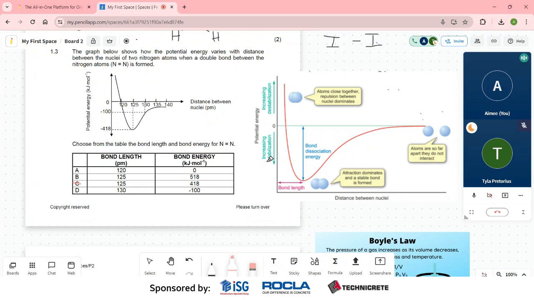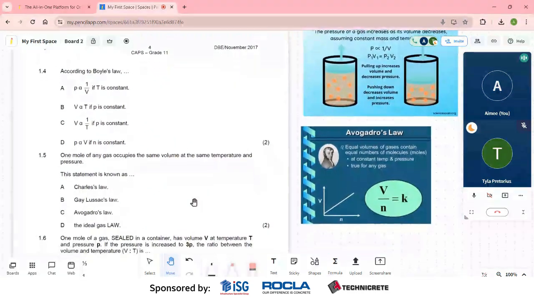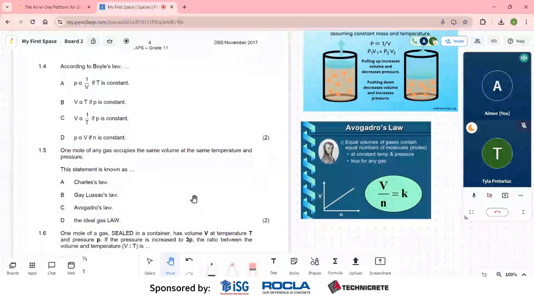Okay, so you see, when you've got this table and you've studied what you need to get off it, it's quite easy to answer. Okay, now we move on to 1.4. According to Boyle's law, P, or pressure, is directly proportional to 1 over V if T is constant. V is directly proportional to T if P is constant. V is inversely proportional to T. So remember, V is volume, T is temperature, P is pressure.